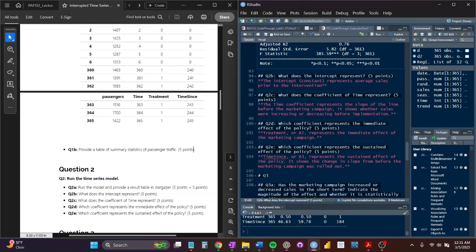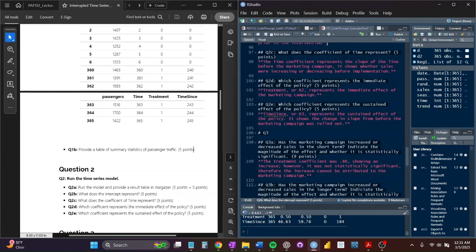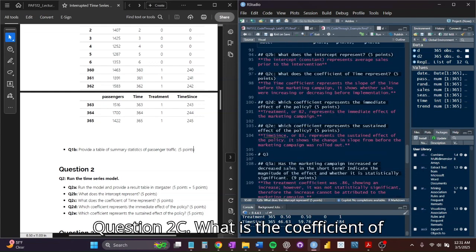For question 2B, what does the intercept represent? We already went over that. That's going to be, again, just the average sales prior to the intervention. Ultimately, it's our y-intercept.